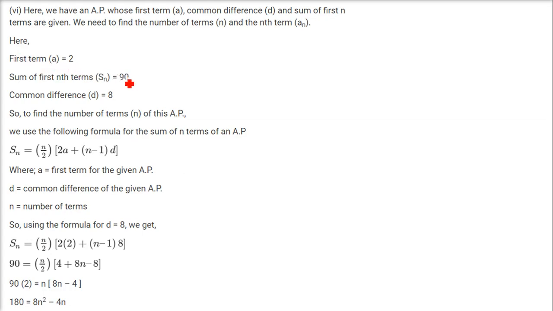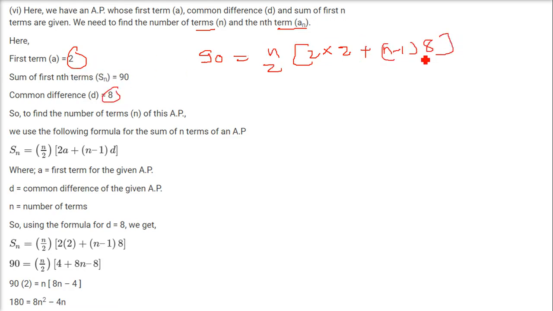Here we have the first term as 2, the sum of n terms is 90 and the common difference is 8. So a is known, Sn is known, the common difference is known. We have to find the number of terms and the nth term. So the sum is given, so let us write it as 90 equals n by 2, and then 2 into a, that is 2 into 2, plus n minus 1 into d. What is d? The common difference is given as 8.